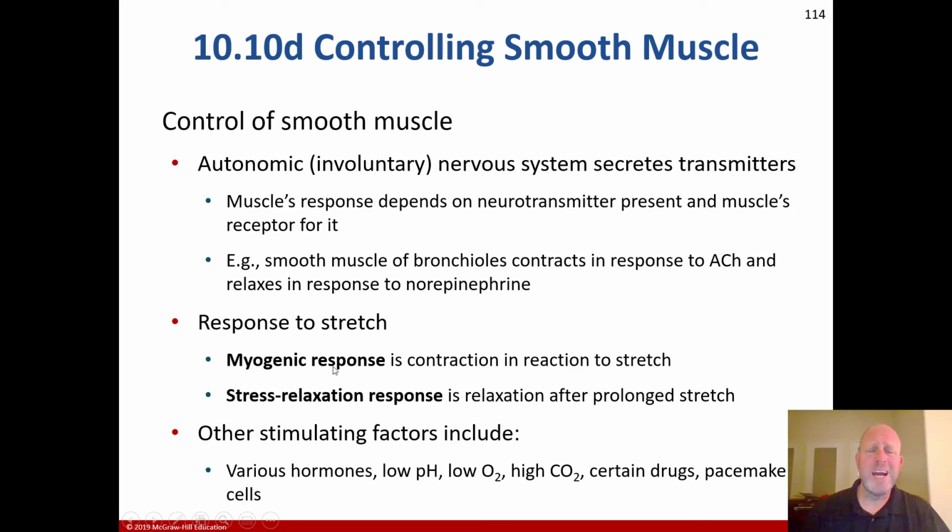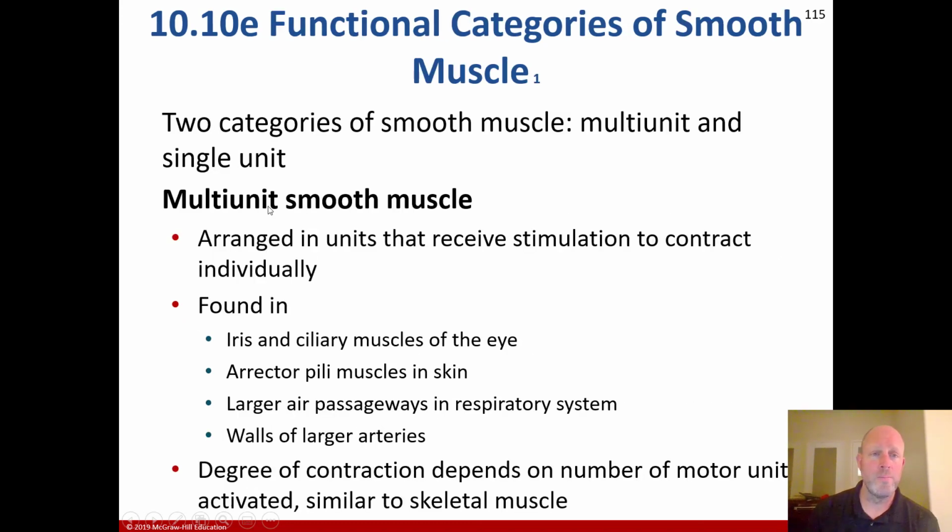Response to stretch: the myogenic response is contraction in reaction to stretch. The stress relaxation response is relaxation after the prolonged stretch. Other stimulating factors include various hormones, low pH, low oxygen availability, high carbon dioxide, certain drugs, pacemaker cells, all play a role in stimulation or lack thereof.